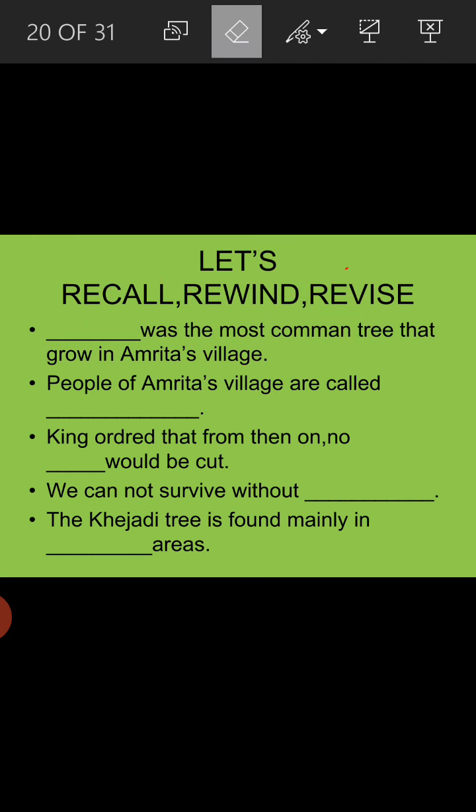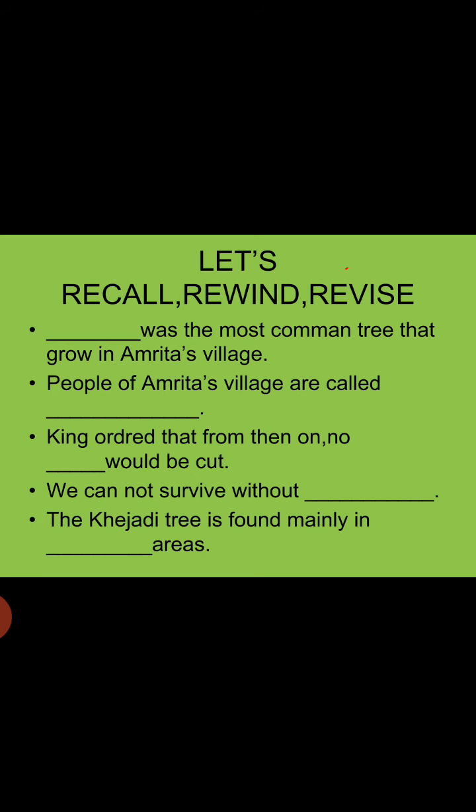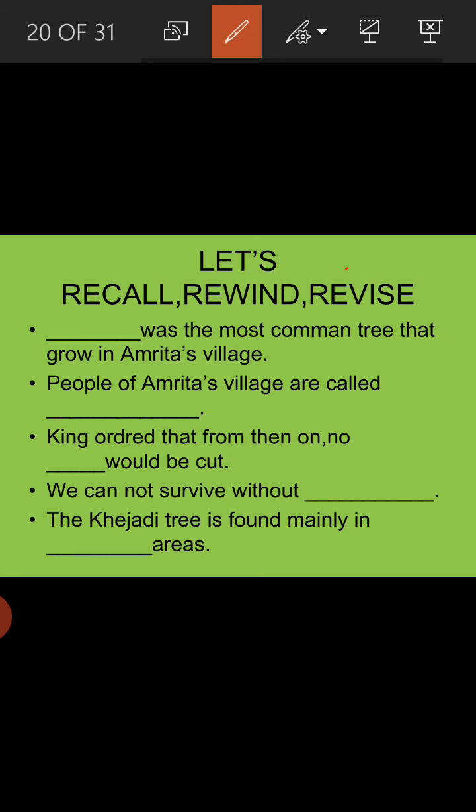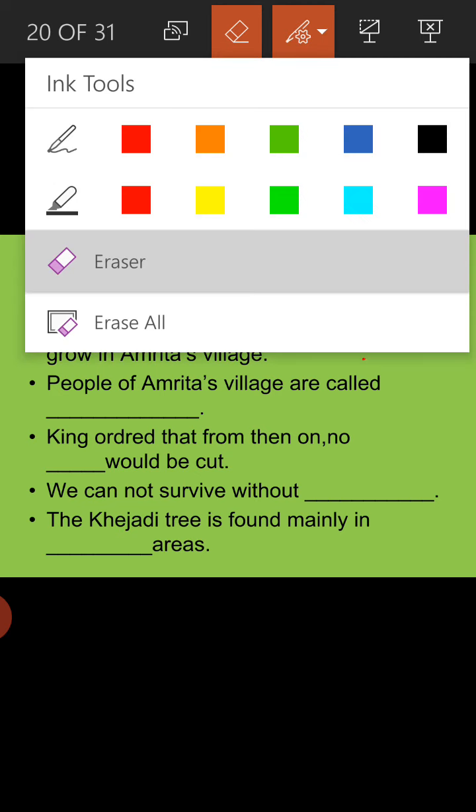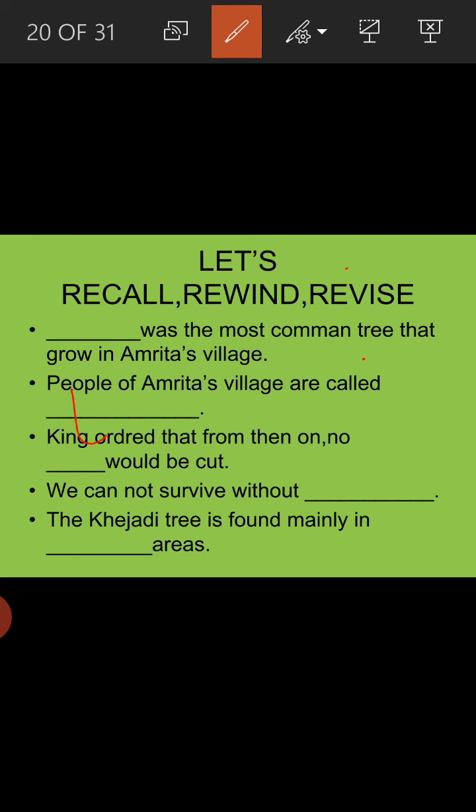Now come to the next question. People of Amrita's village are called... Yes, people of Amrita's village are called Bishnoi. They are from the Bishnoi community. So, you're absolutely right for the second question. Now come to the third question. King ordered that from then on no Khejadi would be cut. What would not be cut? Yes, nobody will cut the tree.